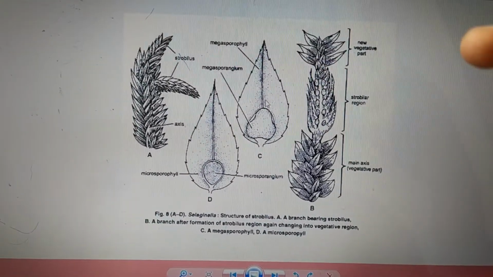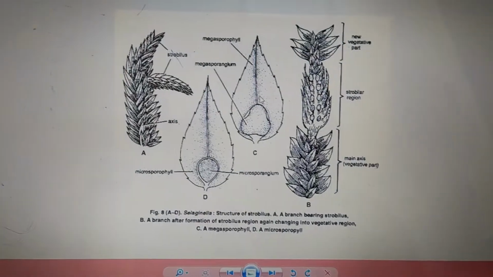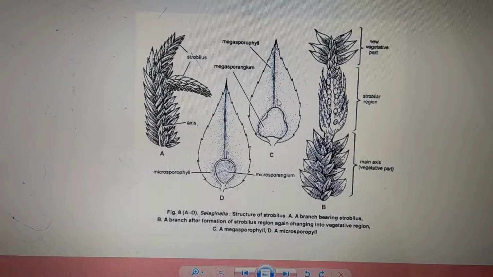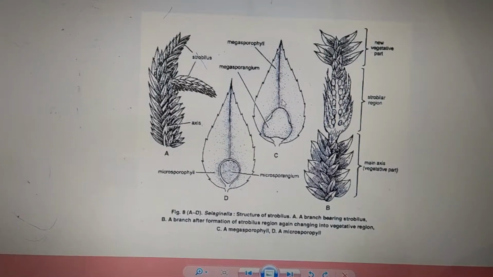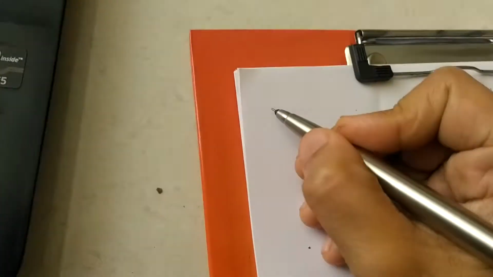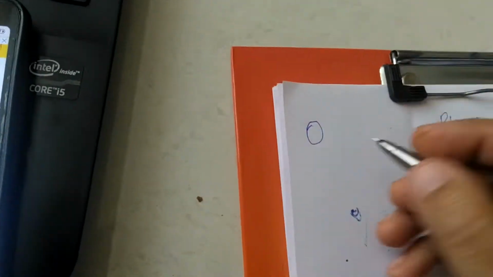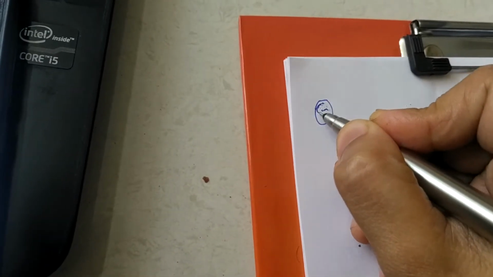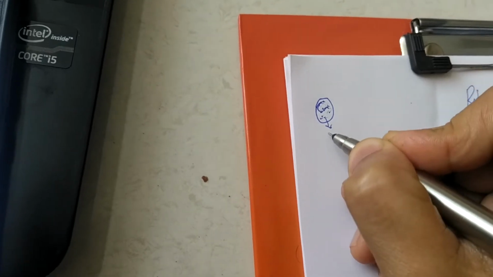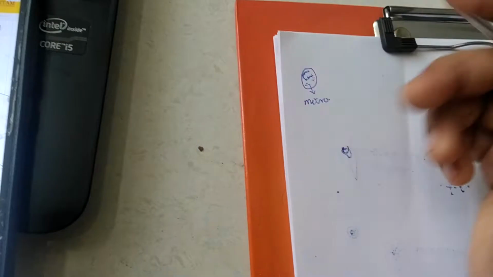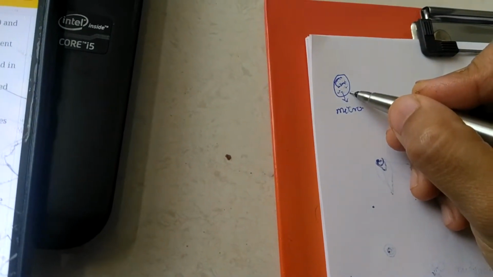Megaspores are the large spores, whereas microspores are the smaller ones. The spores are produced in megasporangia and microsporangia. Now, a sporangium is a sac-like structure. If this sac-like structure has spores which are smaller in size, they are called microspores, and the sporangium is a microsporangium.